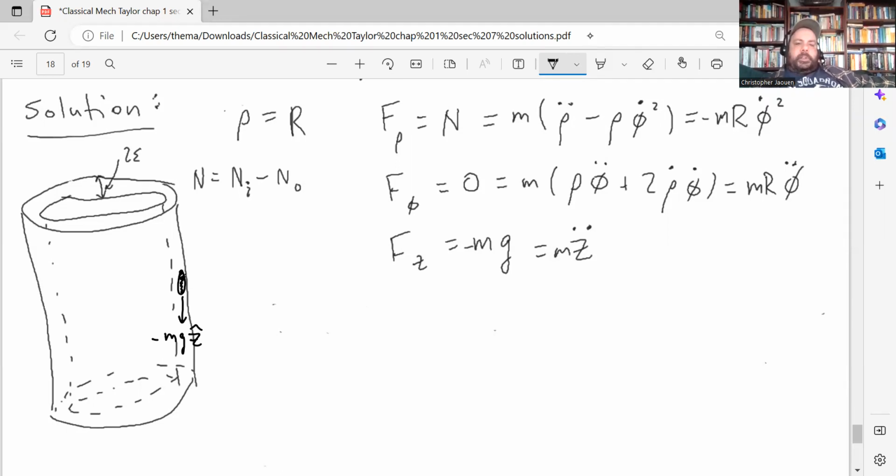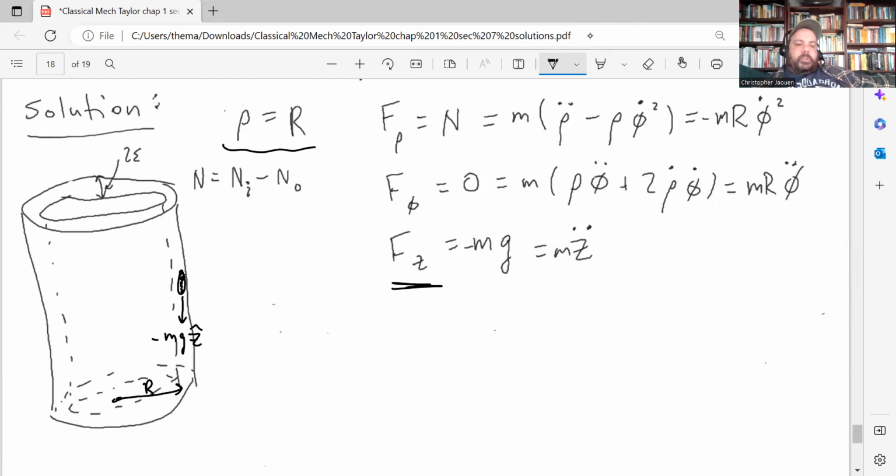All right, so rho is fixed, right? The radius of where the puck is situated will always be constant, because it's stuck between those two cylinders. So it has radius r. So rho will be constant at r. And you have the acceleration due to gravity going downward. That would be the force in the z direction. So negative mg is m z double dot by Newton's second law.